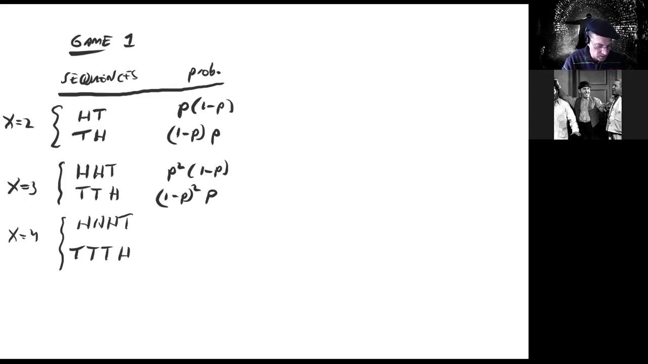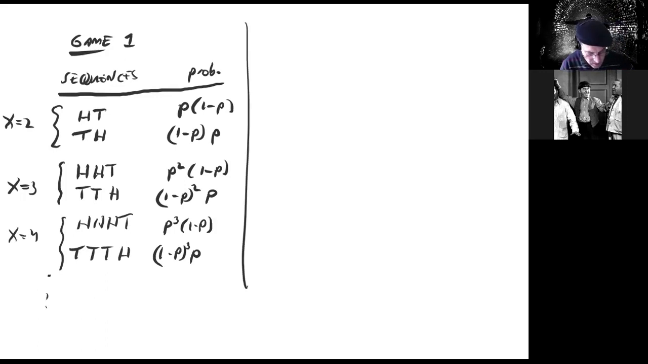And in the first case, you would have a p cubed times a 1 minus p. In the second case, you would get a 1 minus p cubed times a p. Okay, and you keep going. And when we write down the expected value of x, we get the following expression, right?